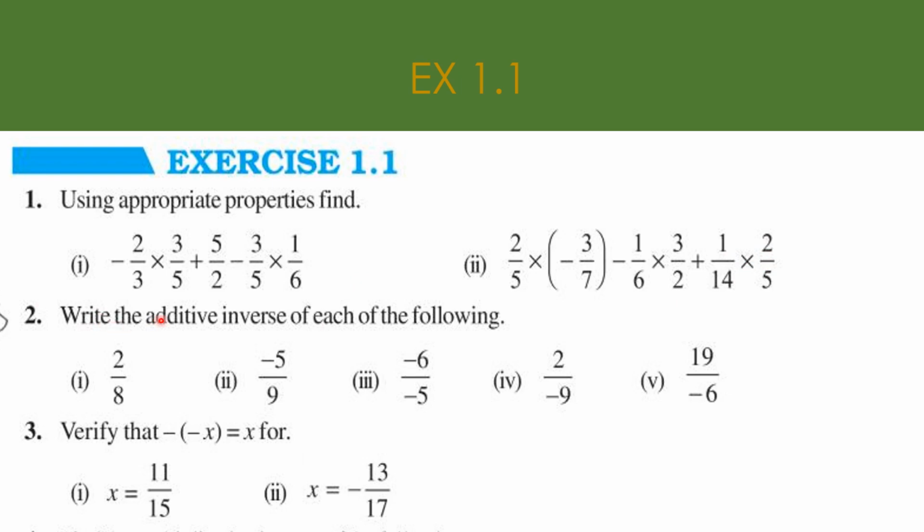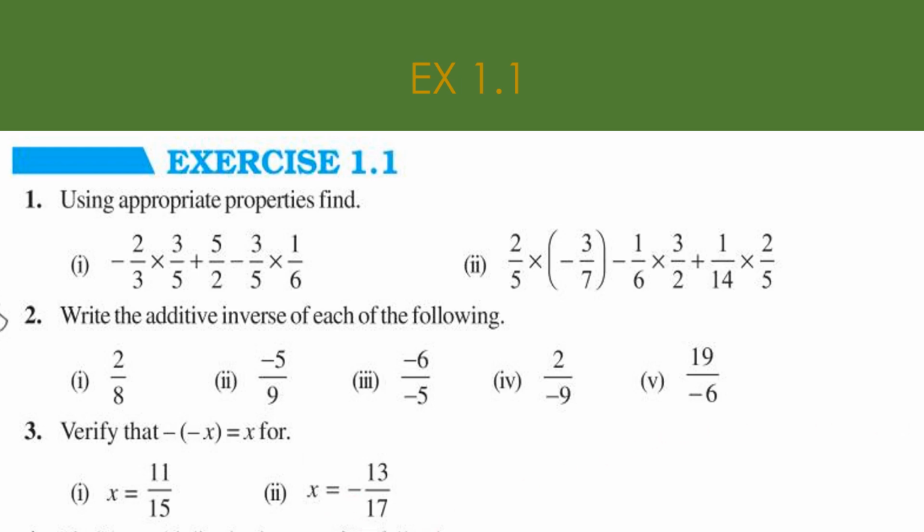Second question. Write the additive inverse of each of the following. First one, 2 by 8. Second one, negative 5 by 9. Third one, negative 6 by negative 5. Fourth, 2 by negative 9. Fifth one, 9 by negative 6. Verify that x is equal to minus of minus x for x equal to 11 by 15 and x equal to negative 13 by 17.